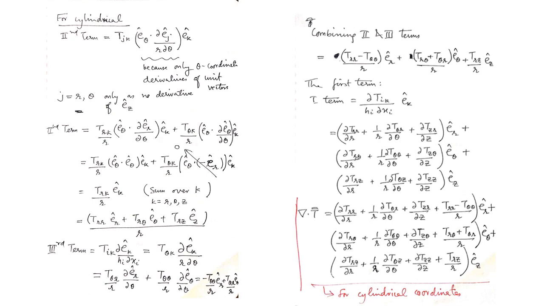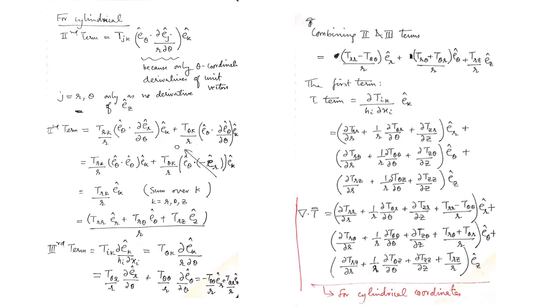So t_theta r by r del e_r cap del theta plus t_theta theta upon r del e_theta cap del theta, and so the result t_theta theta by r del e_theta del theta comes out as minus e_r, so minus t_theta theta by r e_r cap plus, of course, the other term is t_theta r by r e_theta.